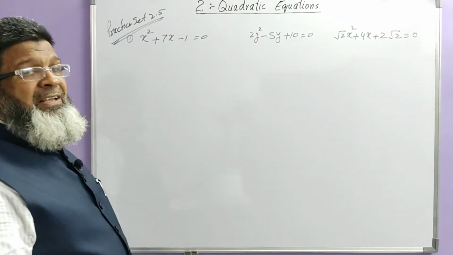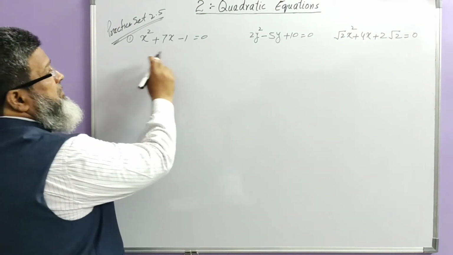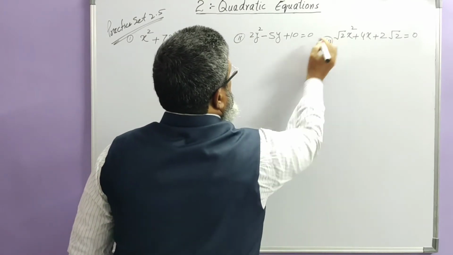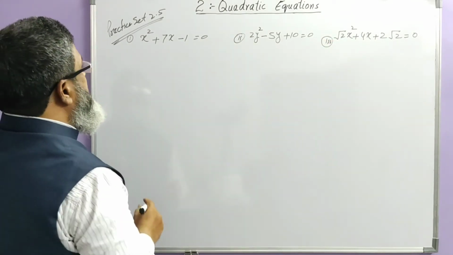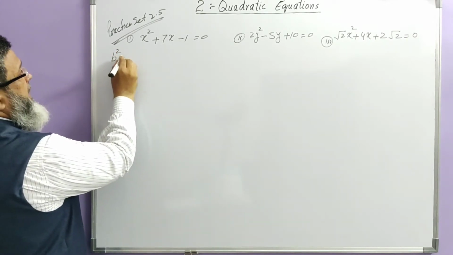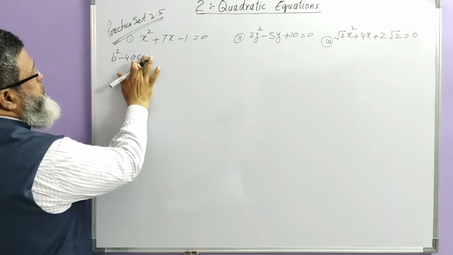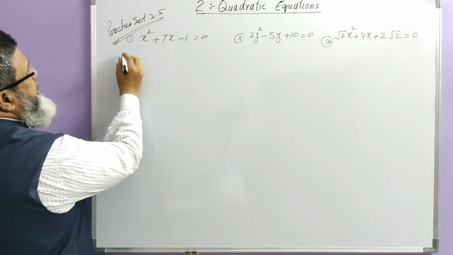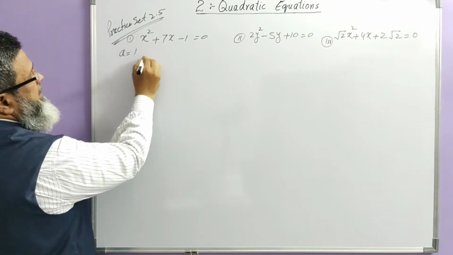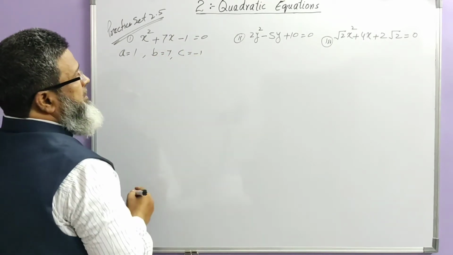Question number 2 is find the value of discriminant. Here 3 questions are given, so I have written all the 3 questions. Find the discriminant means you have to find b square minus 4ac. For finding this, you have to write first the values: a is 1, b is 7 and c is equal to minus 1.